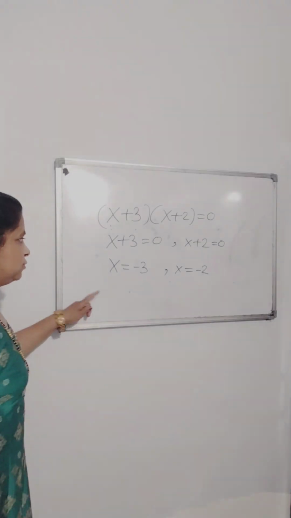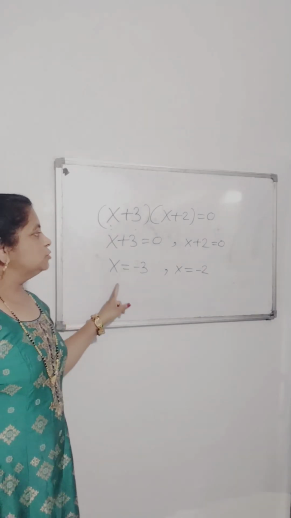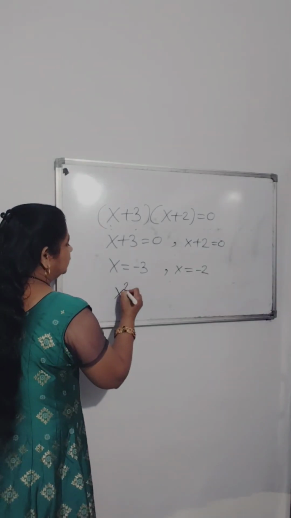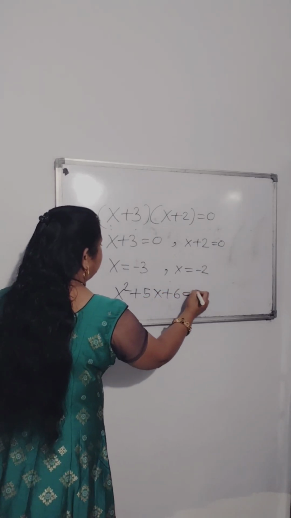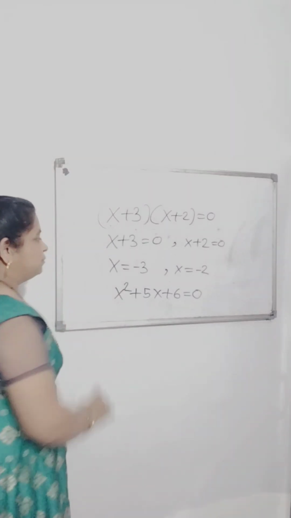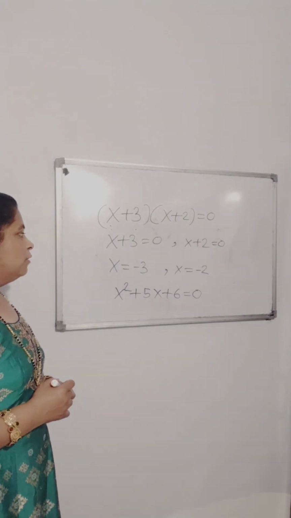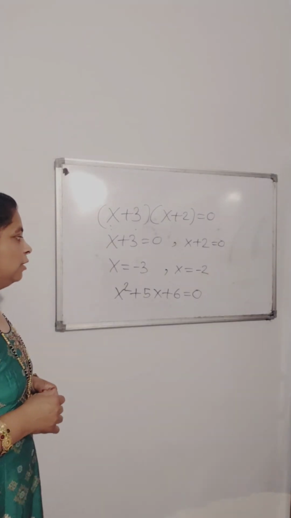Therefore, x is equal to minus 3 and x is equal to minus 2 are the values, or we can say the roots, of the quadratic equation x square plus 5x plus 6 is equal to 0. So in this way, using the factorization method, we can find the values of the quadratic equation, or we can say that we can solve this quadratic equation.